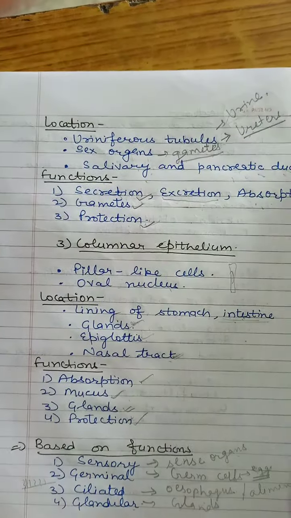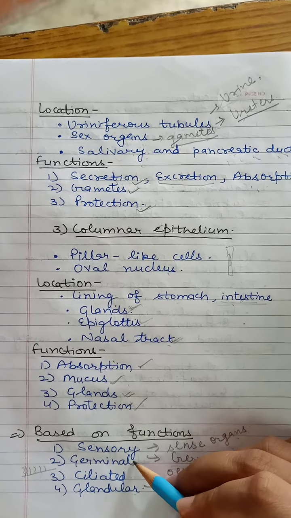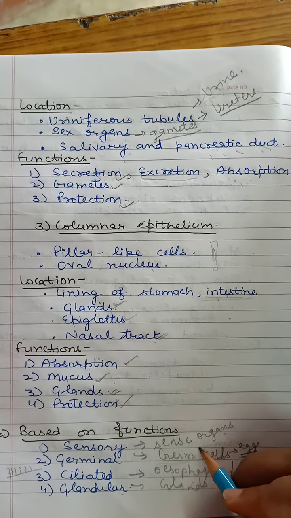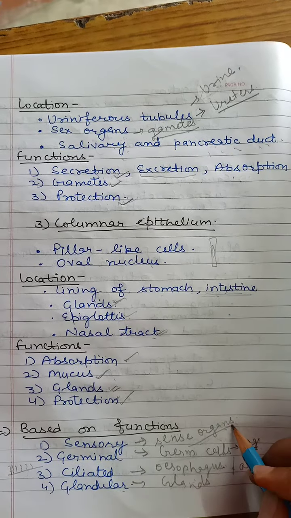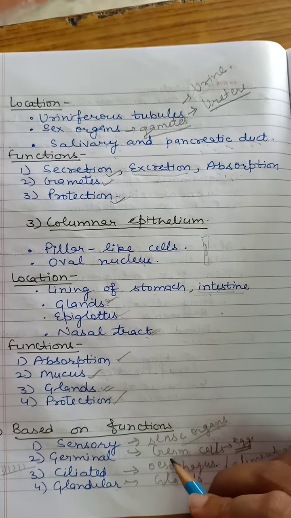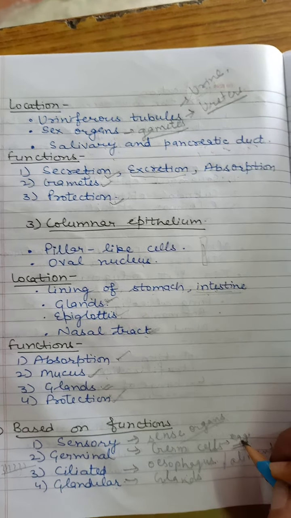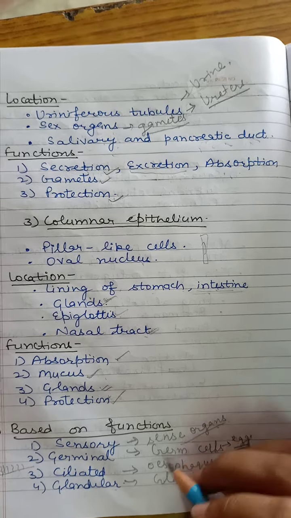Next is the classification on the basis of the functions. These epithelia are of four types. Sensory, which are present in the sense organs, help to sense things. Germinal, they help in the germ cells in the formation of eggs as well as sperms.